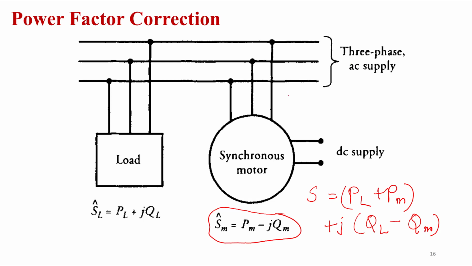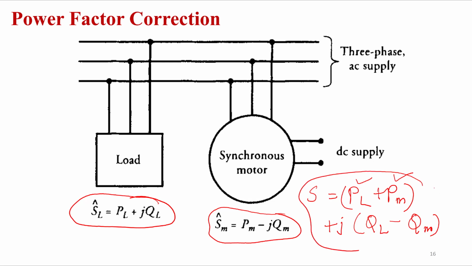Now in order to compensate the load power factor, if the load is having much more inductive power factor, in order to compensate, if we are connecting this synchronous motor, now your net power will become PL plus PM, that is the net real power drawn from the grid, and QL minus QM is your net reactive power drawn from the grid. Now as compared to this, the power factor will be enhanced when the synchronous motor is connected to the grid in parallel with the load, right?